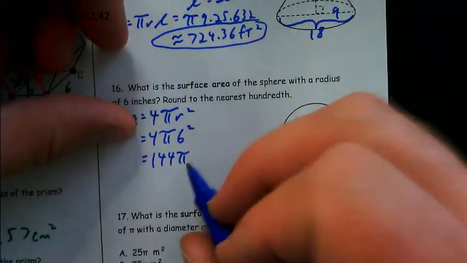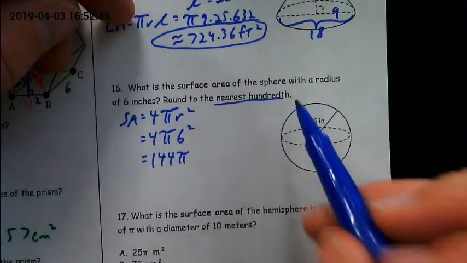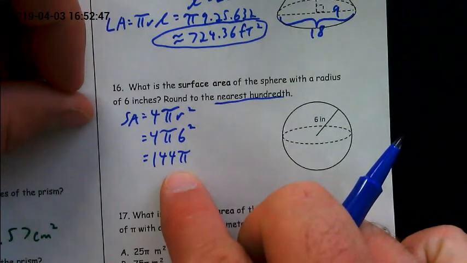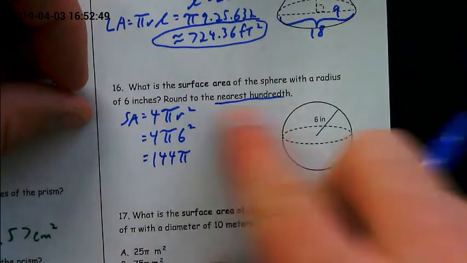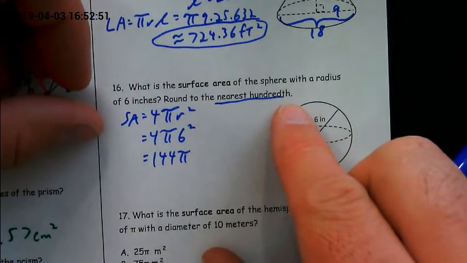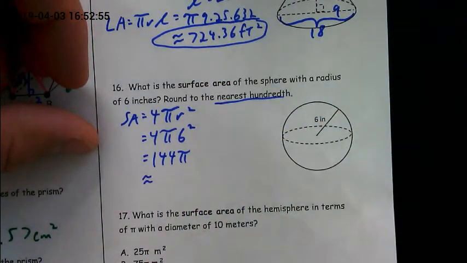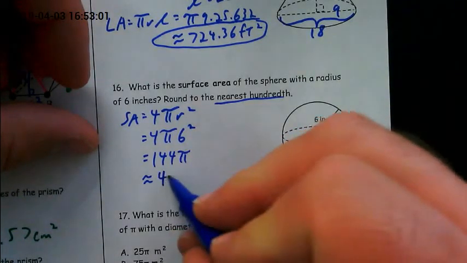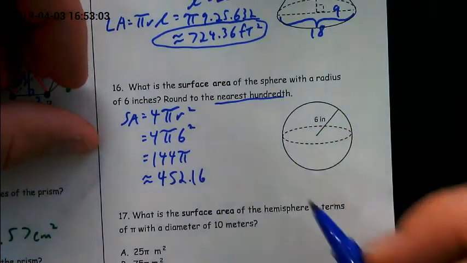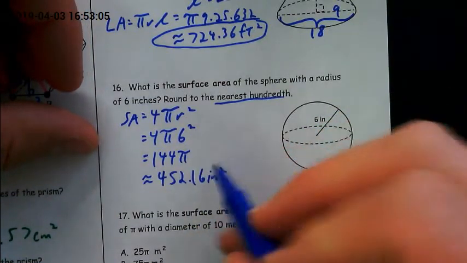Yeah. All right. So we got that. Now it said round to nearest hundredth. So even though we have a nice exact answer here in terms of pi, since it's saying round to nearest hundredth, they don't want it in terms of pi. So we're going to plug in 3.14. So 144 times 3.14 is 452.16, and this would be in inches squared.